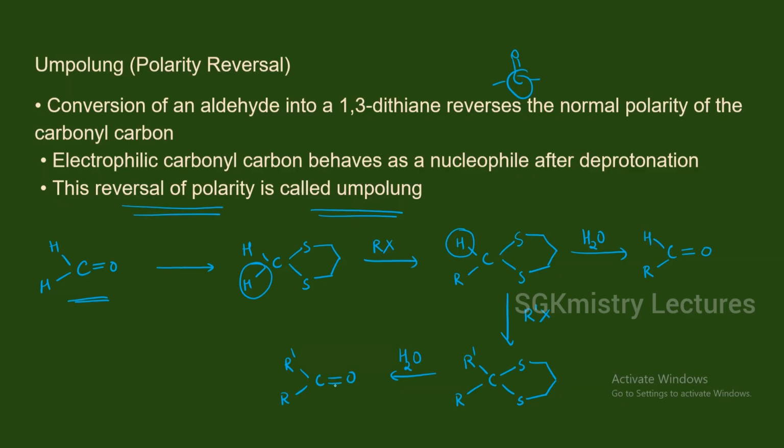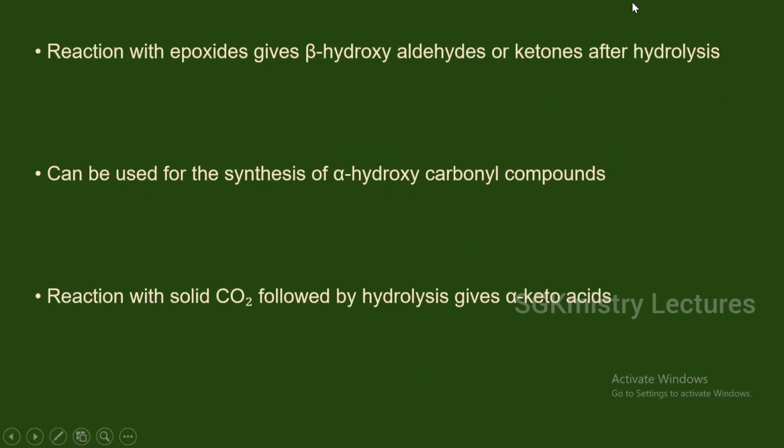So this is how umpolung can be induced, that is, reversal of polarity can be induced in the carbonyl compounds by treating with the dithiol, that is 1,3-propane dithiol, to form the 1,3-dithiane, and then we can get the respective carbonyl compounds, right? Let us look into the other applications of 1,3-dithianes. With epoxides, if you treat the anion of the 1,3-dithiane, it gives beta hydroxy aldehydes or beta hydroxy ketones. So let us look into this reaction.